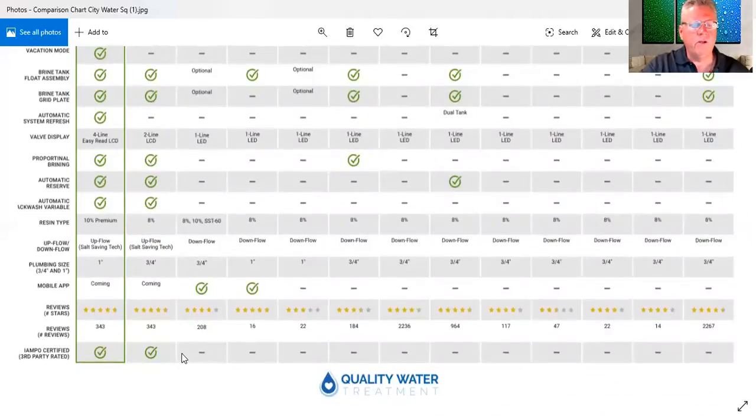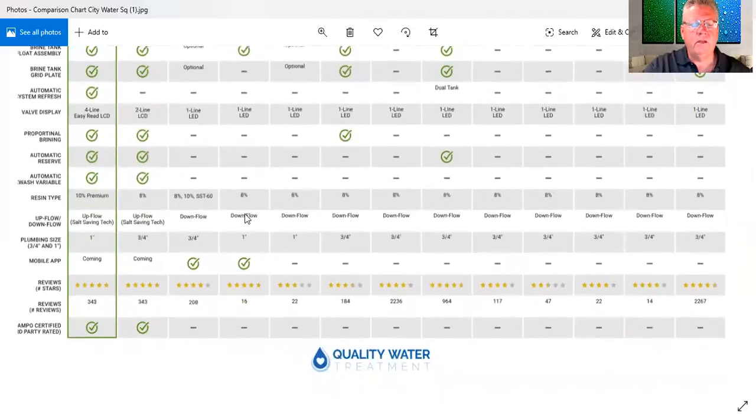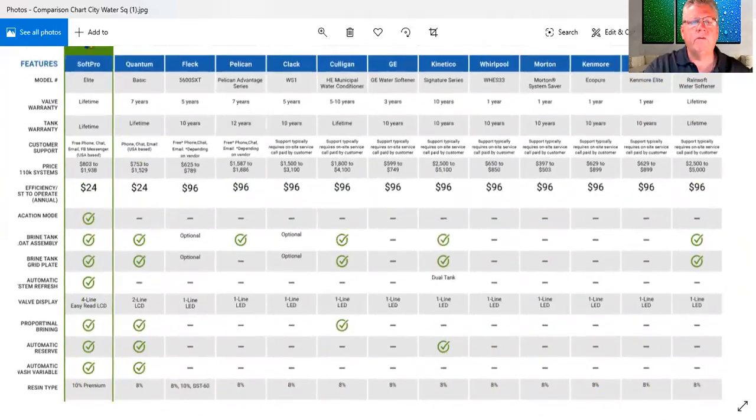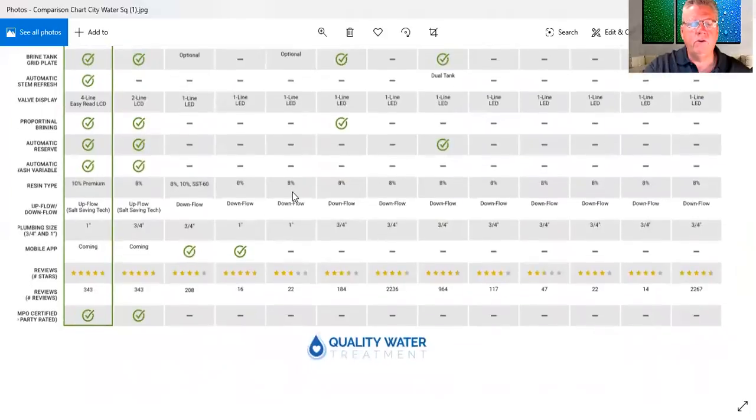Review, as far as ratings go across the board, what we did is we went through Google and other search engines, as well as the consumer affairs, and looked at reviews on all of these systems to kind of give us an average of what the reviews were on them. The Soft Pro Elite has 343 reviews and counting. It is currently holding a 5-star rating. The Quantum is the same. The Flex system has 208 reviews with a 4-star rating. The Pelican has 16 reviews and a 5-star rating. For some reason, there's not a lot of reviews on Pelican that we can find. Clack has 22 reviews with only 3 stars.